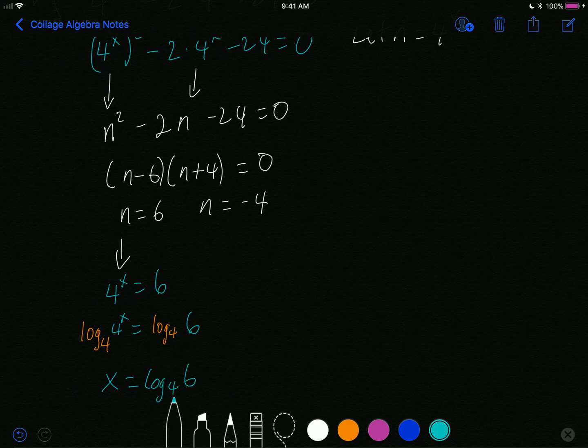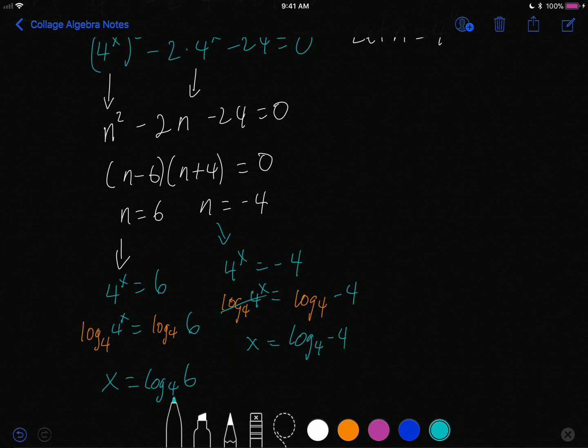Look at that. Magic. On the other hand, on the other side, I have 4 to the x is equal to negative 4. Take log base 4 on both sides. And I have my 4 to the x is equal to negative 4. These cancel. x equals log base 4 of negative 4.